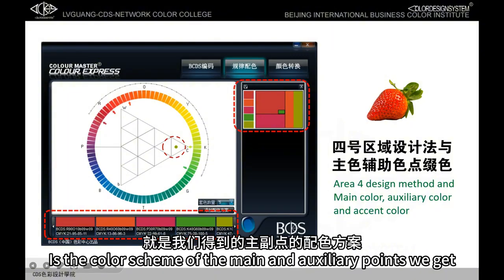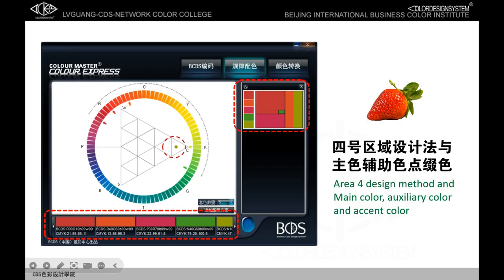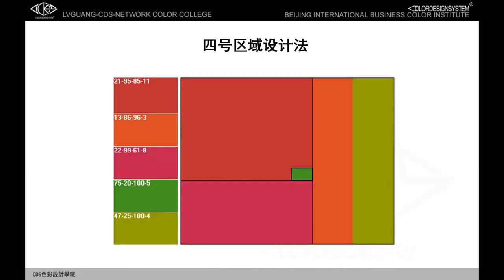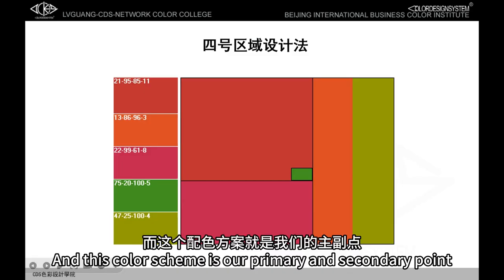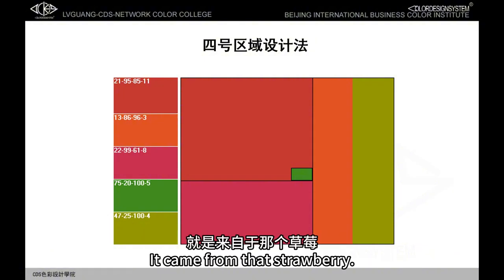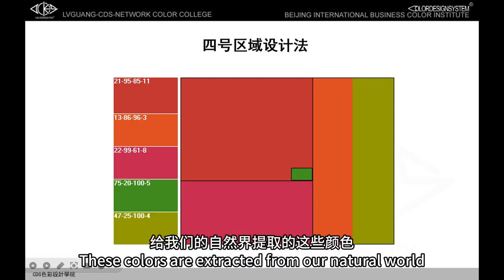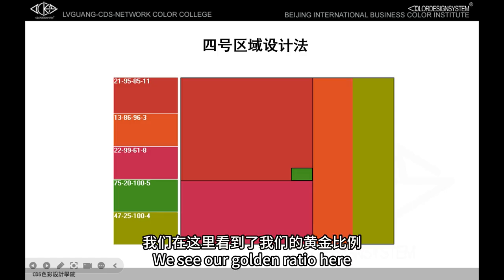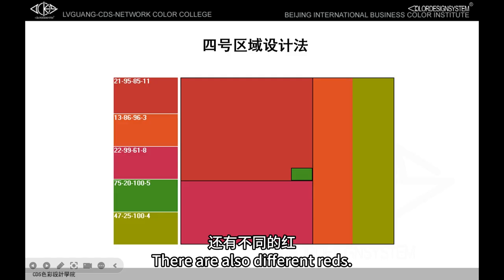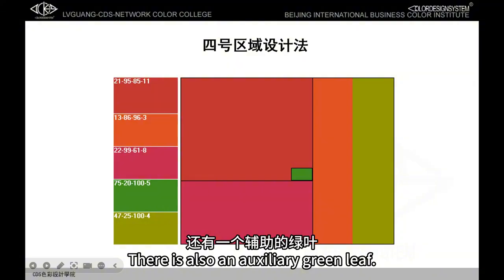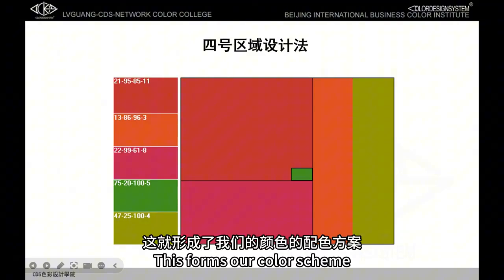Okay, here we go. This is the color scheme of the main and auxiliary points we get. This is our color region 4, natural manifestations and characteristics. Okay, let's look again. This is the color scheme we got, and this color scheme is our primary and secondary point color scheme. It came from that strawberry. These colors are extracted from our natural world. We see our golden ratio here. Click red. There are also different reds, and one of its green leaves. There is also an auxiliary green leaf. This forms our color scheme.